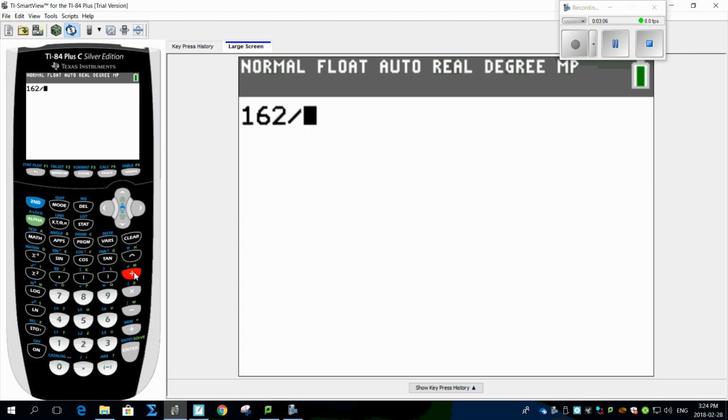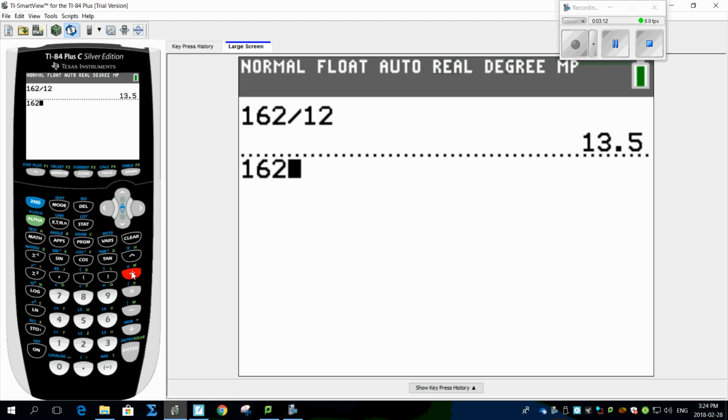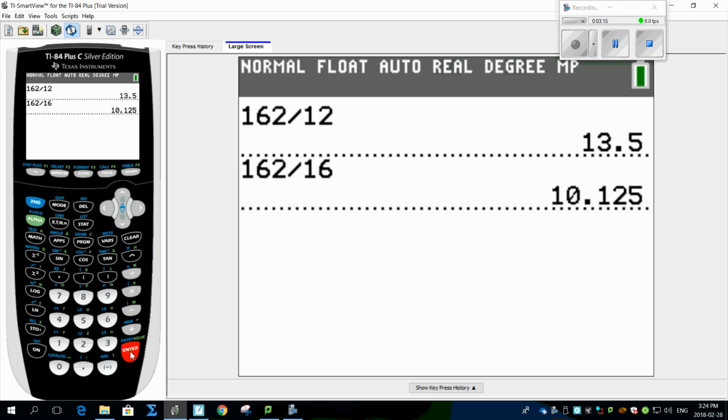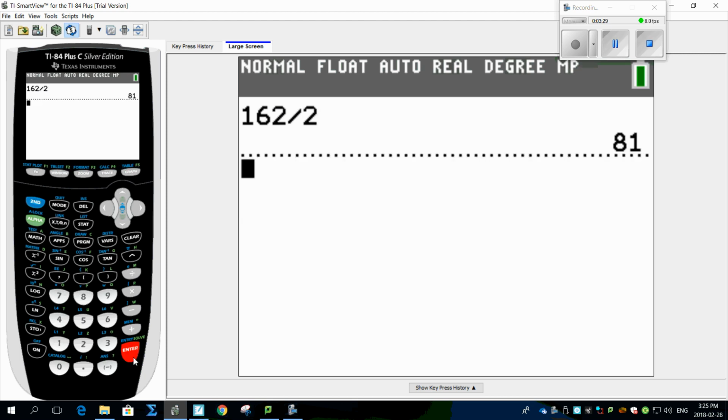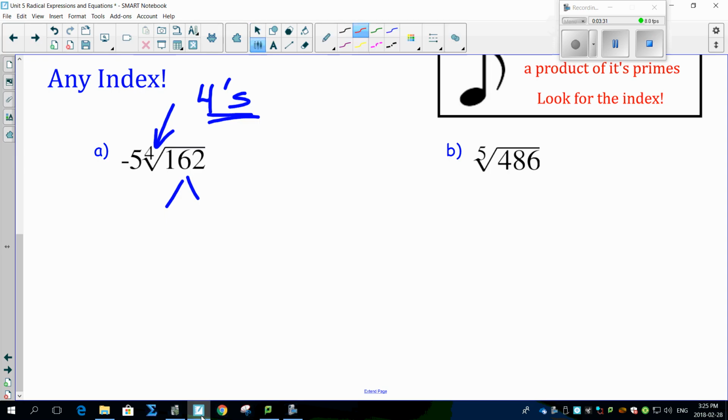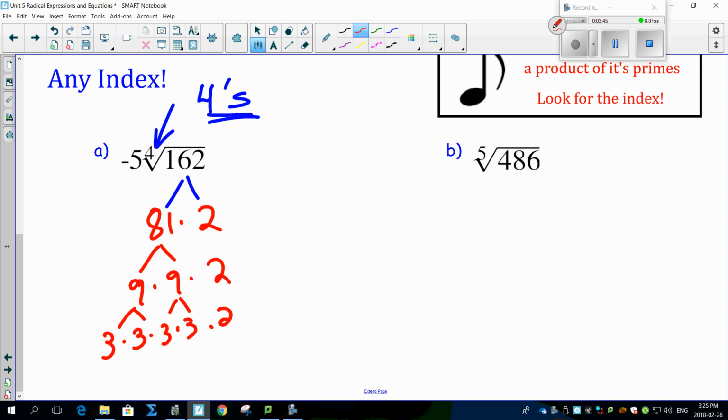I'm going to try, I don't know, 12. Let's see if it works. Nope. How about dividing this by maybe 16 and see if this works. Nope, that doesn't work either. So you can keep going and going and going. You know, sometimes you might just have to divide by 2. Look at that. It gives you 81. Oh my goodness. So 81 times 2. Now the nice thing is, I know 81 is 9 times 9, times 2. Look at this. This is 3 times 3. That is 3 times 3 times 2, right?